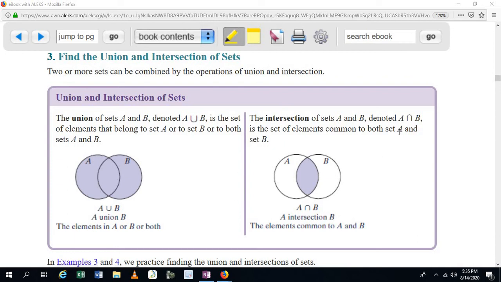Now the intersection is different. A intersect B is denoted with this upside down U symbol, and it's the set of elements common to both set A and set B. Okay, so if the elements of set A are here and the elements of set B are here, A intersect B would be the elements that are common to both A and B, which would be the elements in this shaded region. That's what we mean by A intersect B.